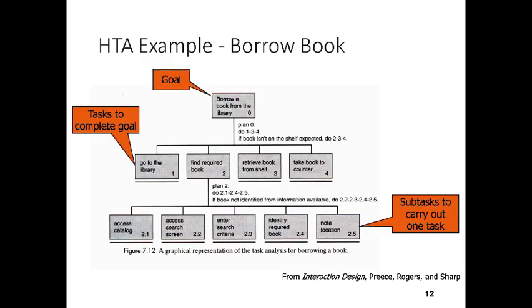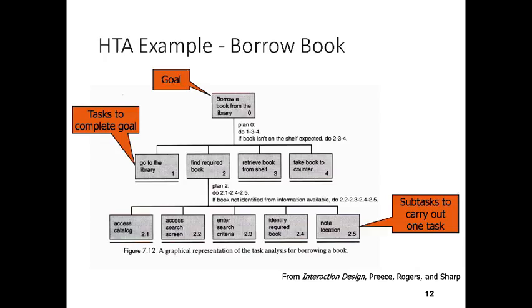So these numbers are added as annotations to help you determine what order, or what we call the method or the plan, you need to use to accomplish this goal. And you can see the plan on here. Right underneath it says, borrow a book from the library. The plan for the goal of 0, which is borrowing a book from the library, is to do 1, then 3, then 4. If a book isn't on the shelf where you expected, then you can do 2, then 3, then 4.